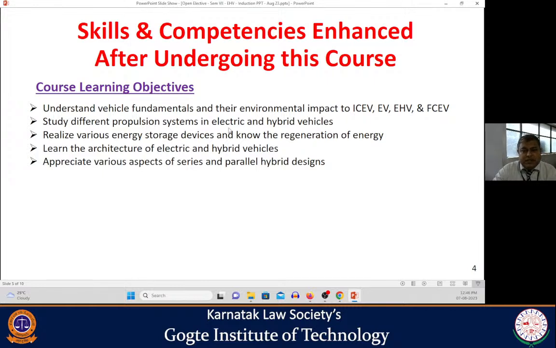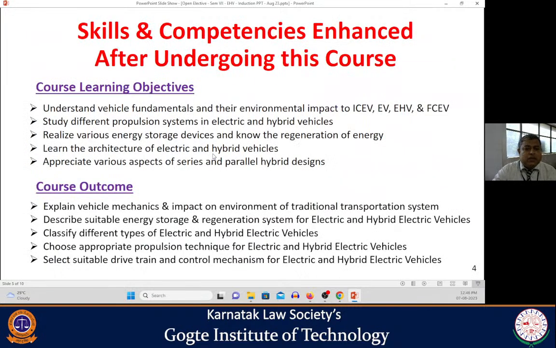Study the propulsion system of electric and hybrid vehicles. This is a little mechanically oriented, but it is not difficult. You know manual transmission, auto transmission. If you know how to drive a car, then you can come here for this course, and all the mechanical, electrical and electronics parts of that will be discussed in this course.